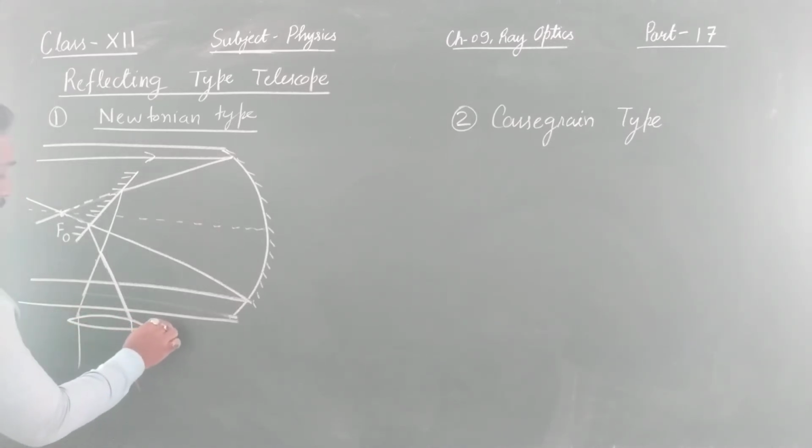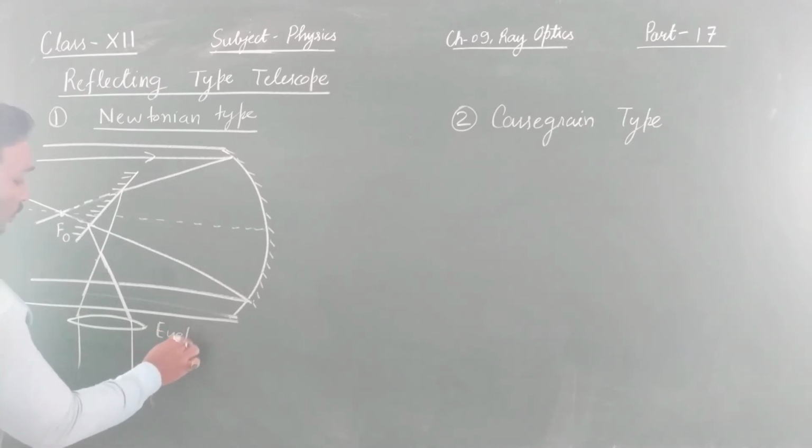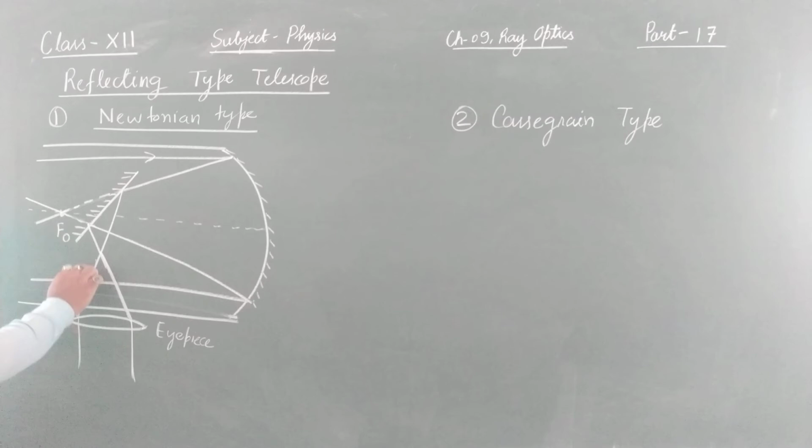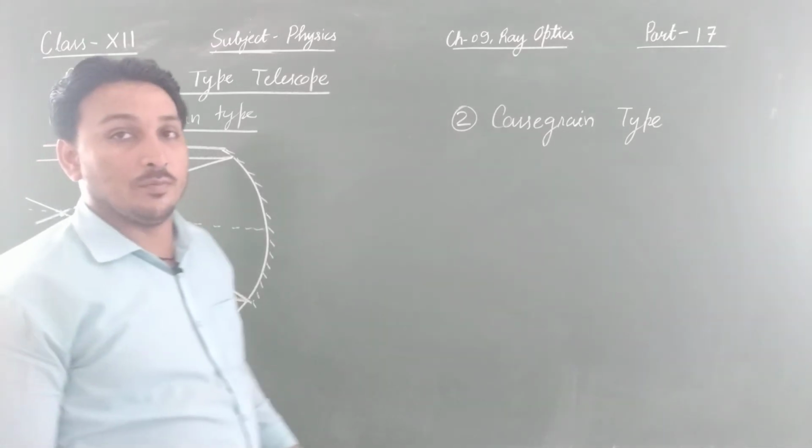This is our eyepiece to see the final image. For the figure I have drawn, the final image will be formed at infinity. The formula will not change, magnifying power will remain the same.